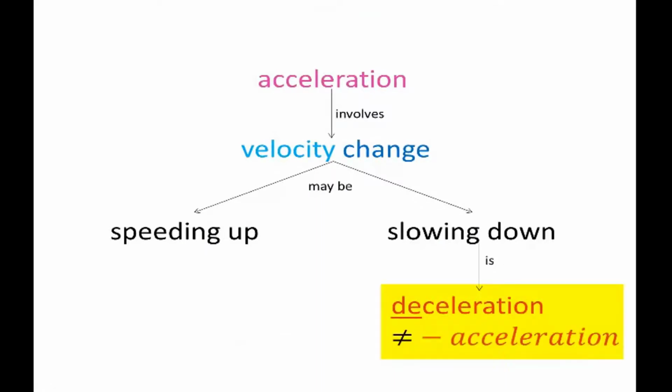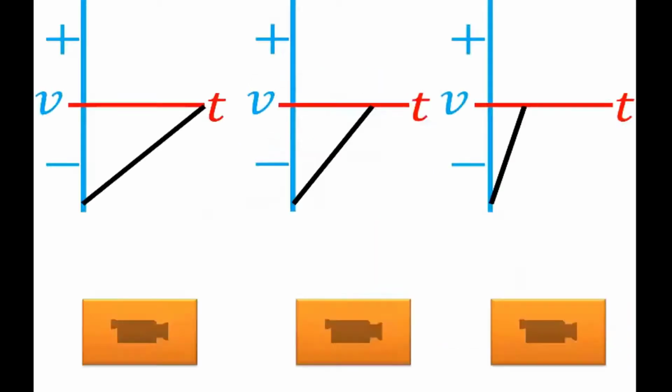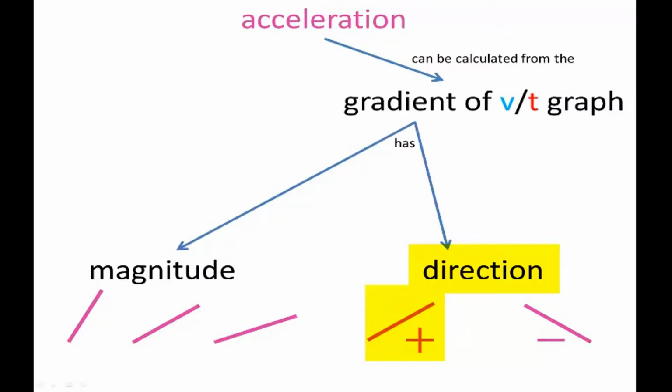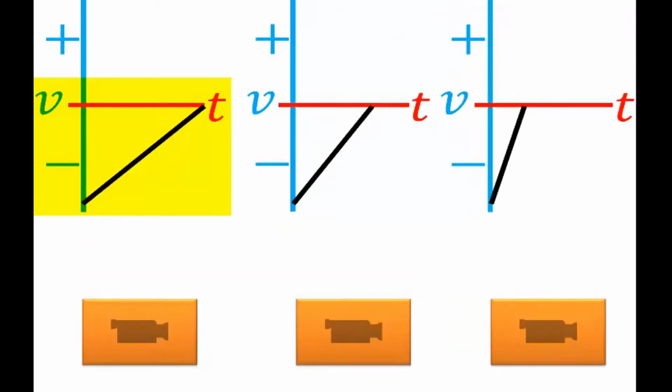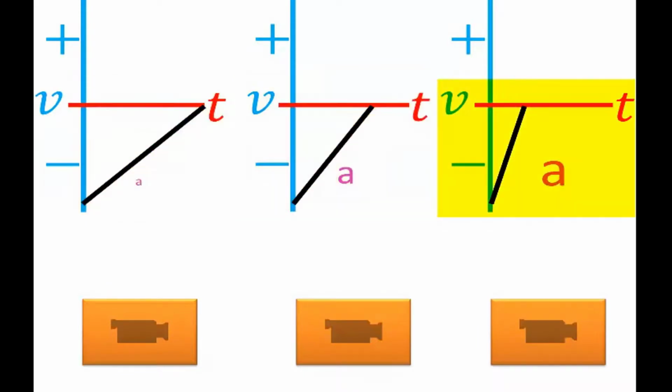Deceleration does not mean negative acceleration. Don't get that confused. Deceleration means getting slower, but this is positive acceleration, as you can see from the positive slope of the graph. That's the direction of the slope. Now let's speak about the magnitude of the slope. Here we have a shallow graph, steeper and steepest. Low acceleration, greatest acceleration.